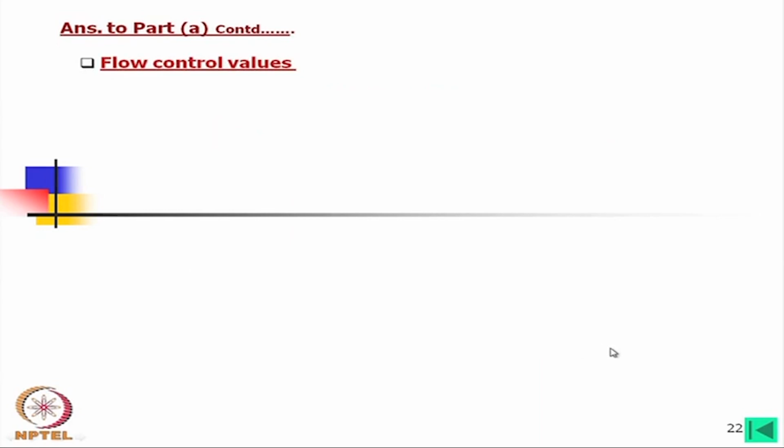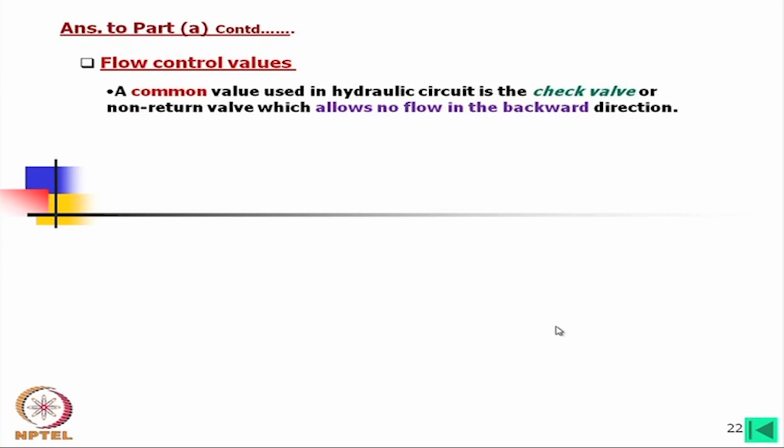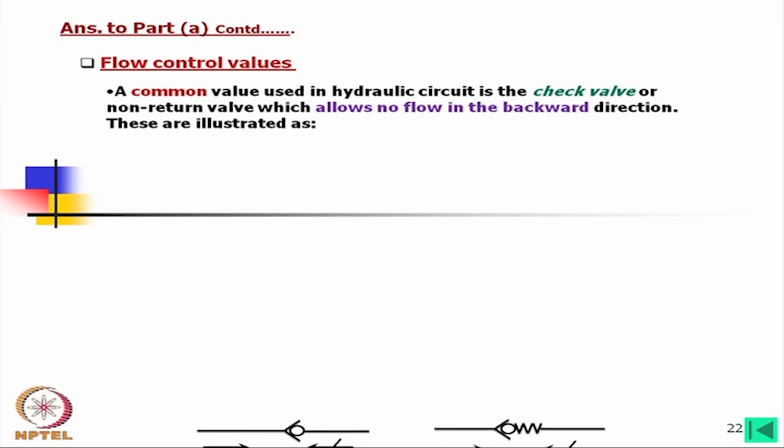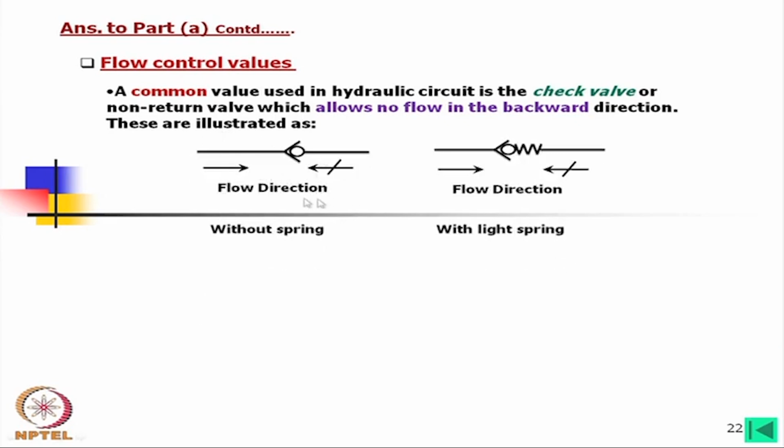Now, we shall discuss flow control valves. A common valve used in hydraulic circuits is the check valve or non-return valve, which allows no flow in the backward direction. Now, the check valve is also a flow control valve. It is controlling the flow in one direction only.